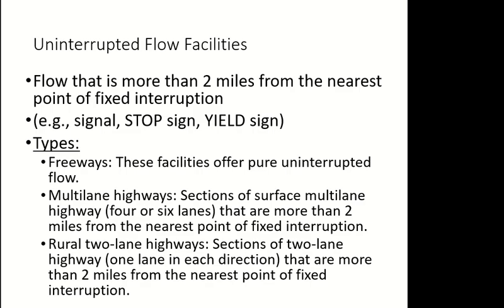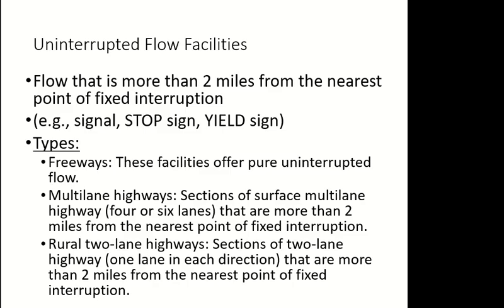Uninterrupted flow facilities are those which do not have interruptions. What are interruptions? Any of these things. Now if a highway has a 2-mile part which is without these interruptions, then we consider it as an uninterrupted segment. Maybe a highway has a signal, but from that signal up to 4 or 5 miles there is no other interruption. So that part of 4 or 5 miles becomes uninterrupted.